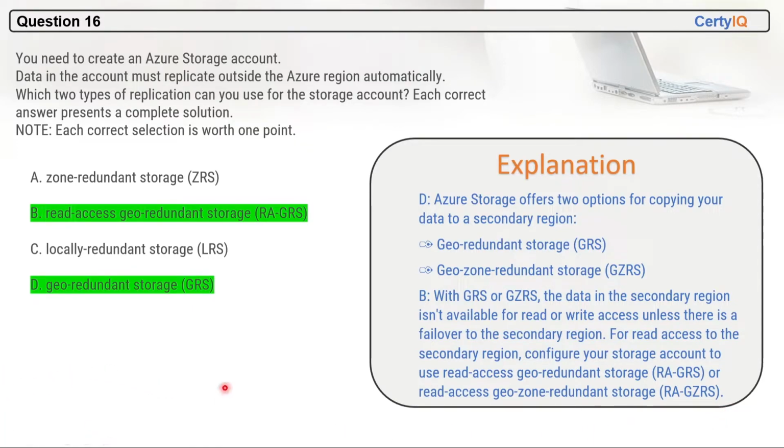Very simple only. If you are not able to remember this explanation, you can remember some keywords here. In the second line only, it is saying data in the account must replicate outside the Azure region automatically. It is a multi-region replication hint. It means it is geo-redundant. So GRS and RAGRS both are correct, right?